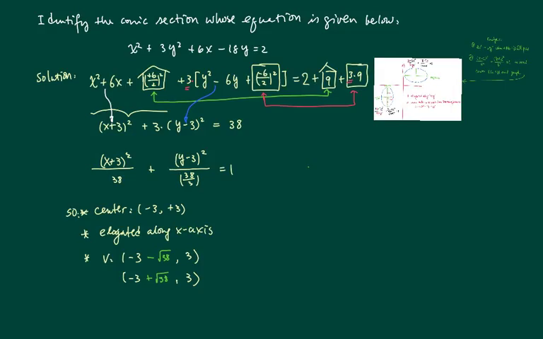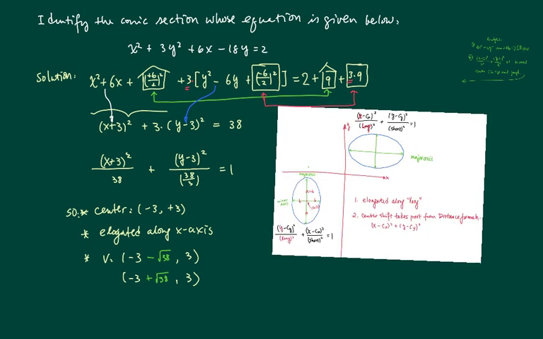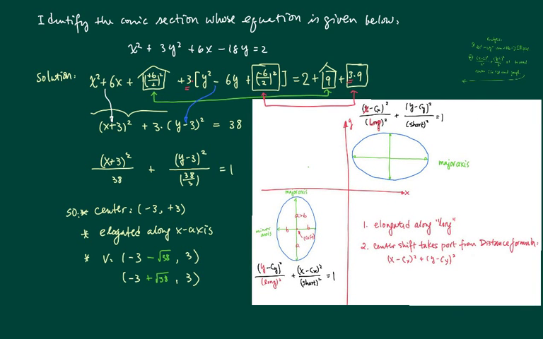Let's do a quick review and pull up the graph from before. Alright, so here's the graph where in the review we said how to figure out the elongation in the x and y direction. 38, we're going to write as the square root of 38 squared. That's going to get into this form. Since the x term is divided by the larger number than the y term, we're going to have an ellipse that is elongated along the x-axis.